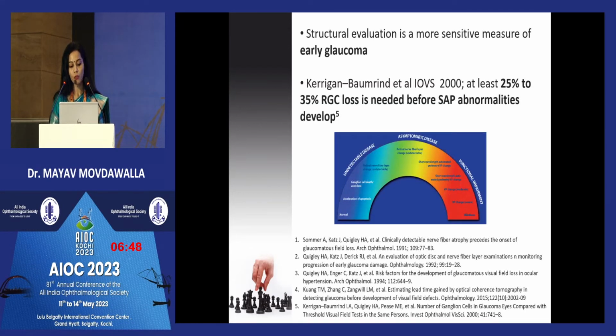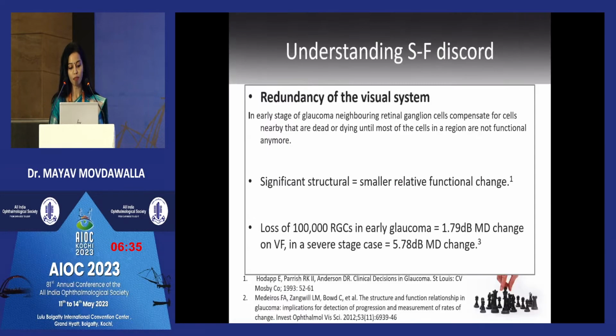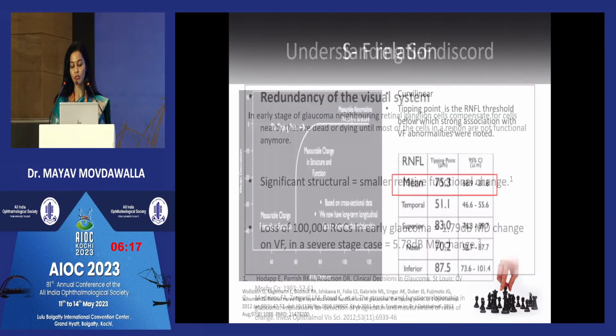Various studies have shown that structural evaluation is a more sensitive measure of early glaucoma. Of note is Kerrigan et al.'s study in 2000, where it was noted that at least 25 to 35% of RGC loss is required before SAP abnormalities develop. Why is this the case? Because there is a redundancy of the visual system, which means in early stage of glaucoma, the neighboring retinal ganglion cells, which are functional, compensate for the cells that are dead nearby. So a significant structural change translates to only a smaller relative functional change.